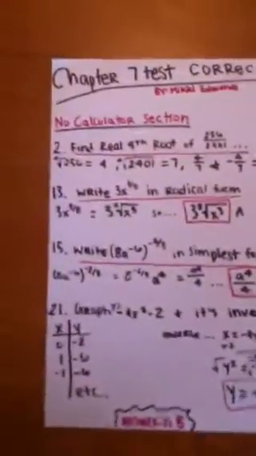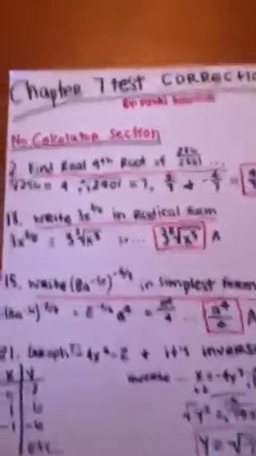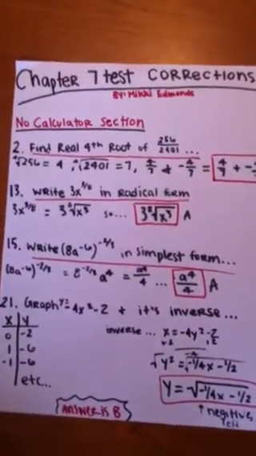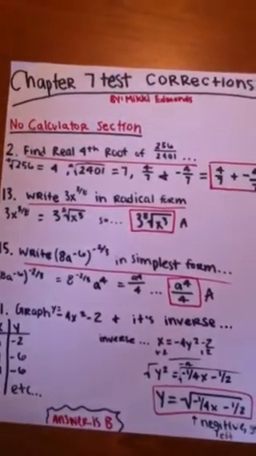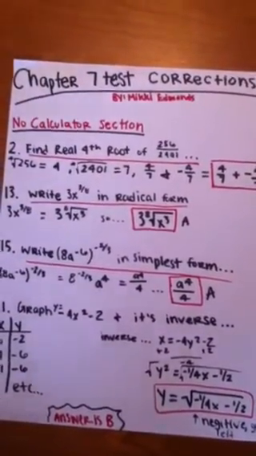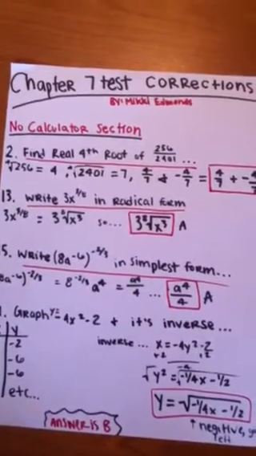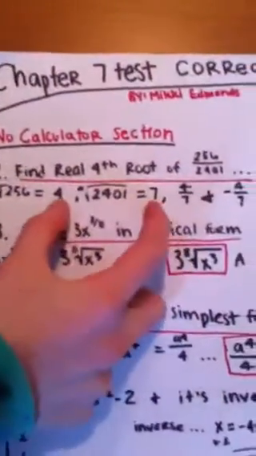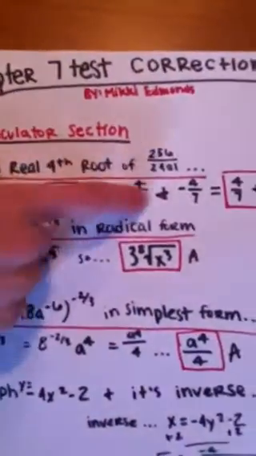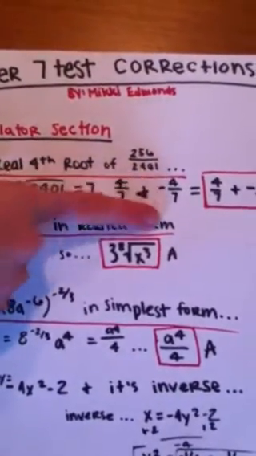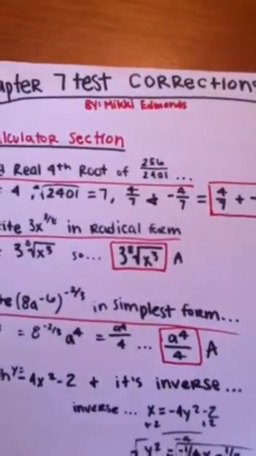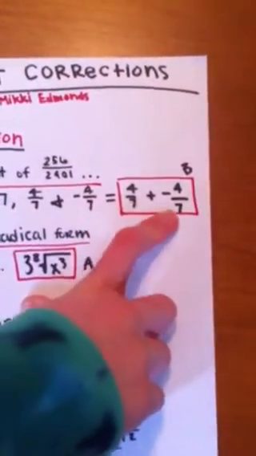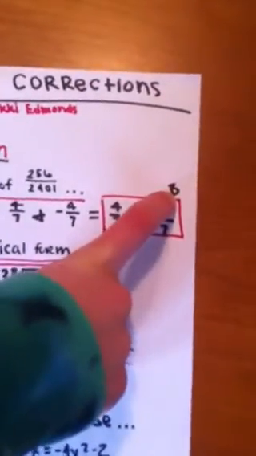The next section, the no calculator section of the test, the first one I got wrong is number 2, and it was because you had to find the real fourth roots of 256 over 2,401, and I found the fourth root of each of them, 4 and 7, so it would be 4 over 7, but then I just didn't think that -4 over 7 would be a real root, but I was thinking about finding the real roots of a negative number. So the actual answer would be 4 over 7 and -4 over 7, and that was letter B.